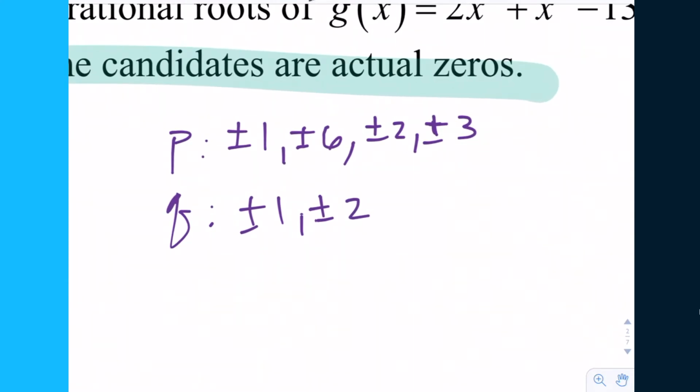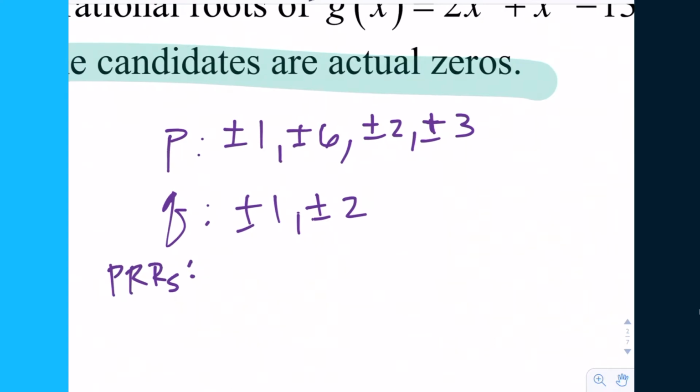All right, so now let's go ahead and list the PRRs, the possible rational roots. And it's going to feel like the distributive property now. You're going to take all the numbers in the top and put them over the first number, which is 1. And so you get the same things, right? Plus or minus 1, plus or minus 6, plus or minus 2, plus or minus 3. But then you come back and take all of the numbers in the top over 2, right? So all of these over 1, and then all of those over 2.